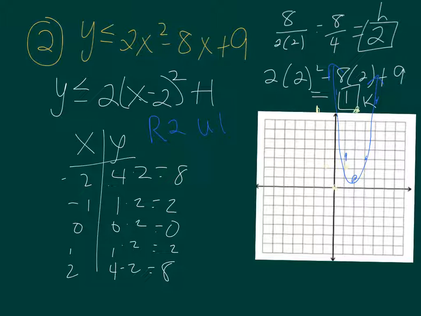Okay, and then I look back and see what type of line did I want. I wanted a solid line because there was a line underneath it was equal to. So I need a solid line, and then less than means we shade down. So we're going to shade below our graph.